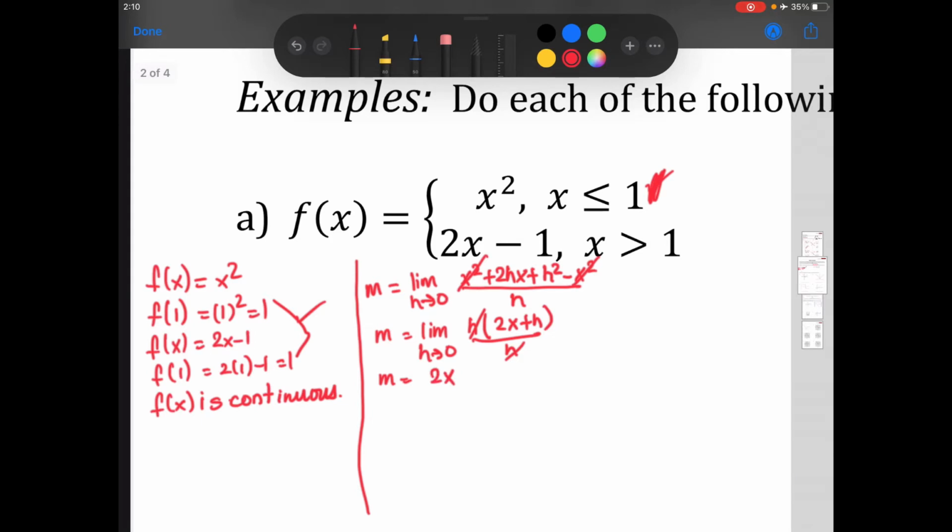So that is my derivative for the first one. I can write m, or we've been using the derivative, so I can write f prime. I would rather write f prime of x.